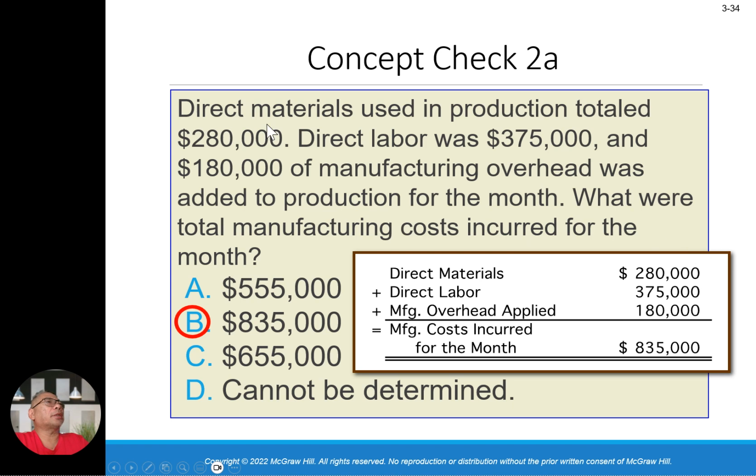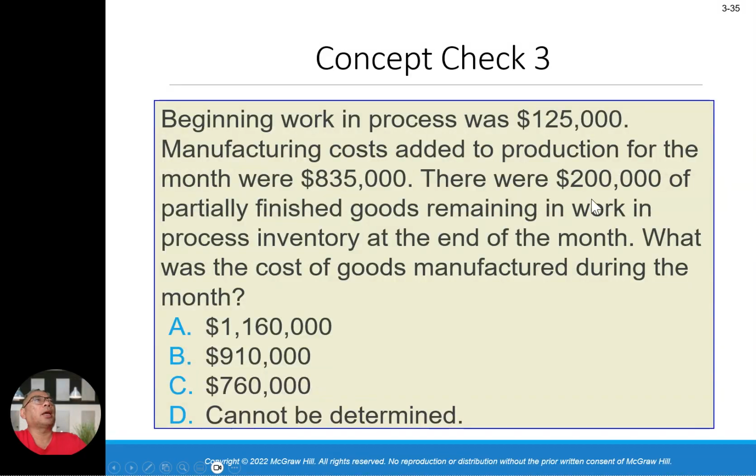You got the direct materials 280,000 here, plus direct labor 375,000 here, manufacturing overhead 180,000 here. Right? You got it coming from here: 280 coming from here, labor is coming from here, 180 is coming from here. So your total manufacturing cost is 835,000. That's how you get this number, okay? All right, let's look at number 3.